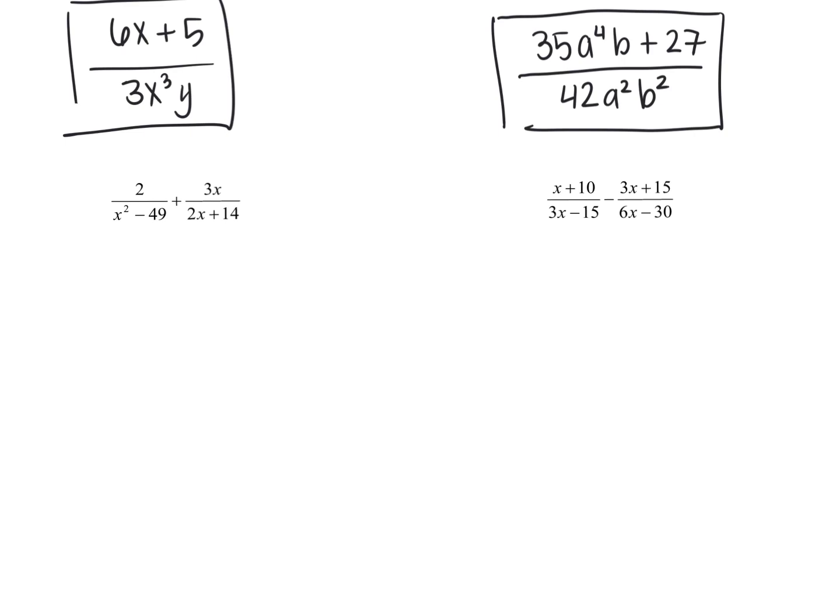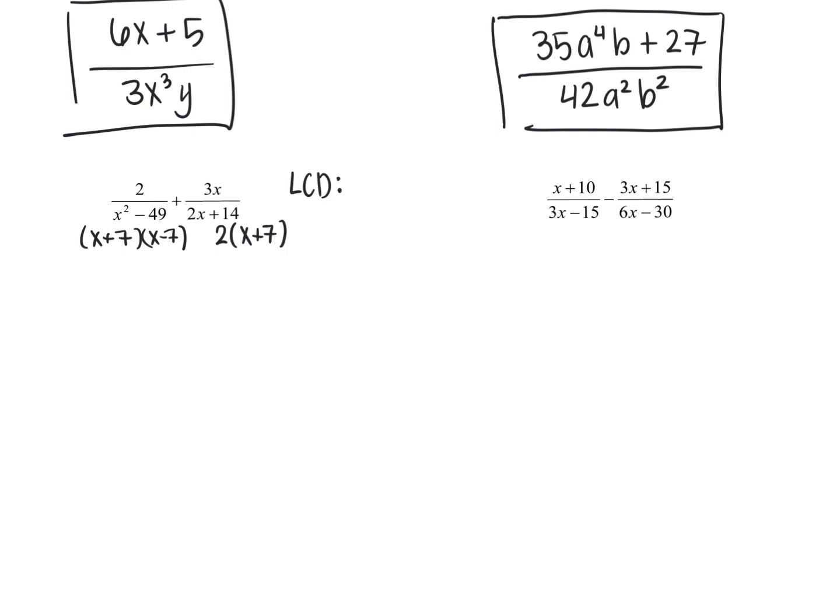Now my LCD is not going to be just whatever I have, an x squared, a 2x, and a 14. If it's not a monomial in the denominator, I want to factor my denominators and look for factors that they have in common. So x squared minus 49 factors as x plus 7, x minus 7, and in the 2x plus 14, I can factor out a GCF of 2, and then I have x plus 7 left in parentheses.